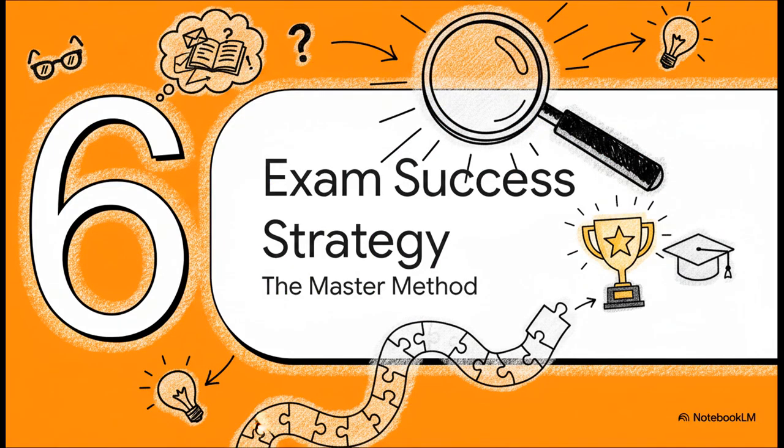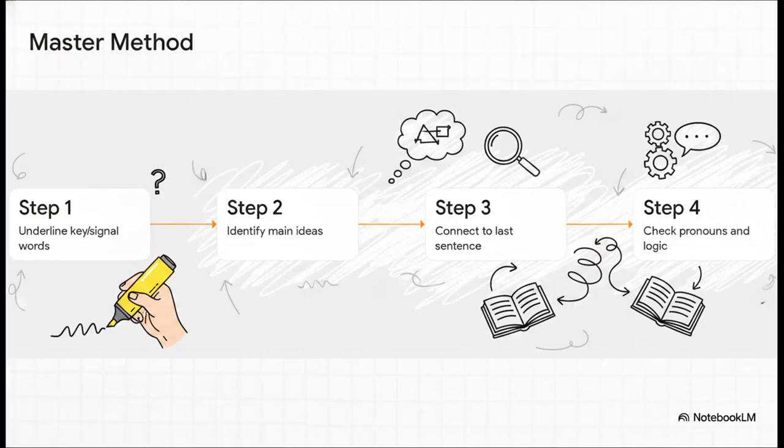And finally, section 6, your exam success strategy, the master method. Let's bring it all home and see how this builds into one actionable framework. Here is your 4-step master method. Step 1, read the extract and immediately underline those key signal words. Step 2, read your paragraphs as one unified block to find the main idea. Step 3, physically read the extract out loud right after the last sentence to check the logical flow. And step 4, double-check your pronouns and make sure the general or specific logic holds up.